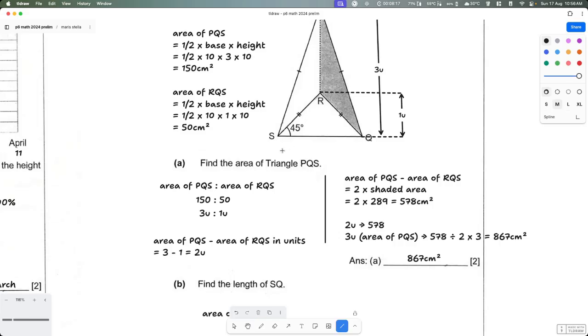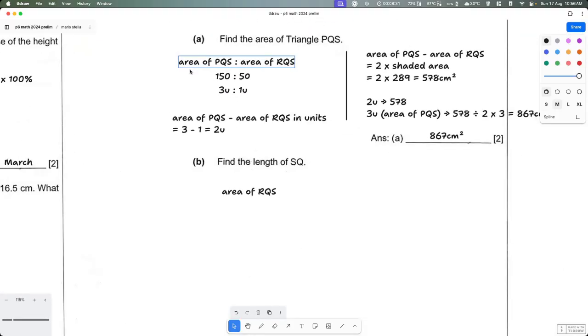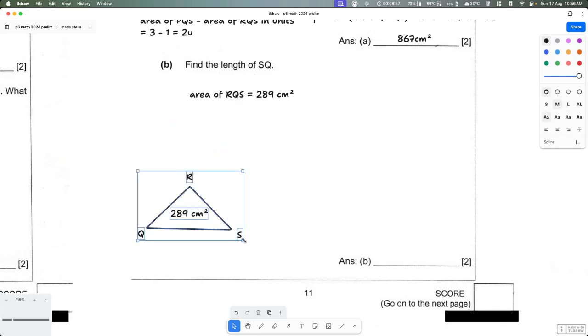So I'm going to draw a line. So RQS here: 1, 2, 3 and 4. Why is it zoomed out? We have RQS, R, Q, and S. So this is 1, 2, and 3. And we also know that the area of RQS is 289 centimeter square in this case over here. So this is 289. Let me make this a little bit smaller.